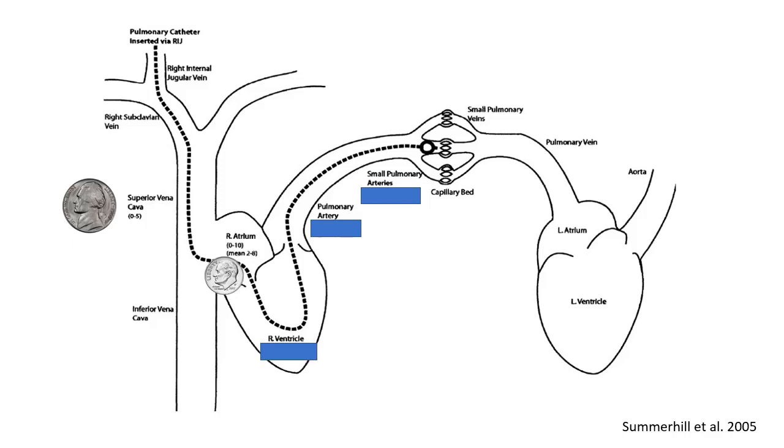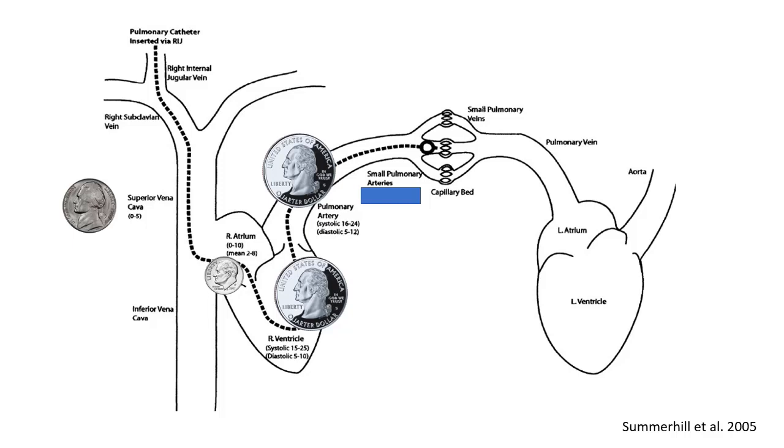Same with the right atrium, it's going to be a dime, 10. The right ventricle is going to be 25, or a quarter. Same with the pulmonary artery. And then when you wedge, just split the difference, about 12, with a high level of normal. If you look at different references, they display slightly different numbers, but as a whole, this is a good way to remember it.